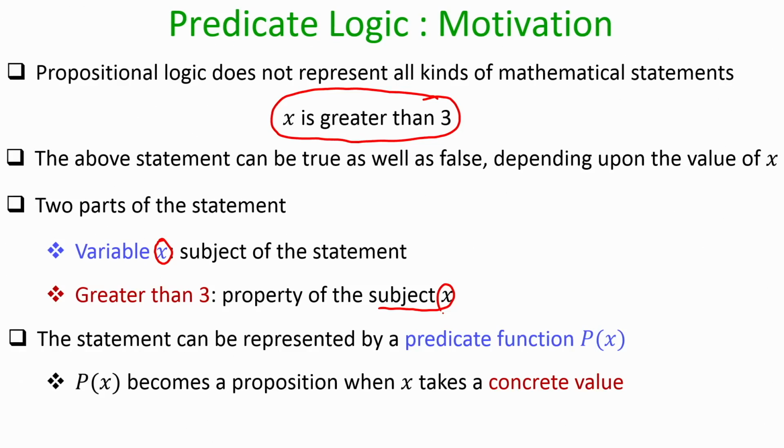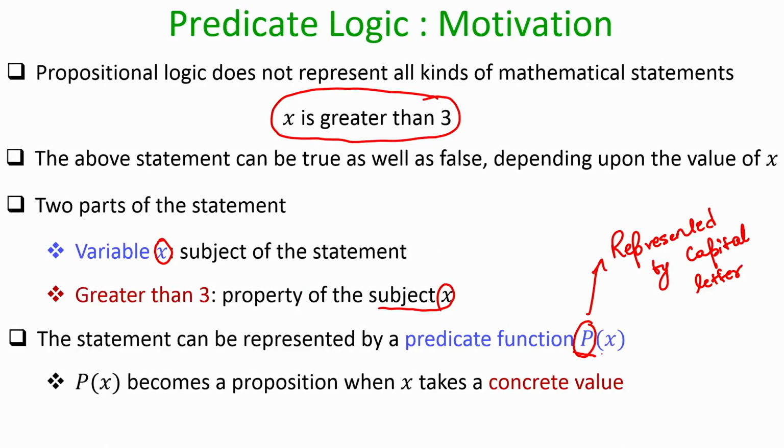The way we represent this statement in predicate logic is we introduce a function which I call a predicate function. Predicate functions are typically represented by capital letters, and the choice of exact capital letter is up to you. You can use M, A, B, C, anything. Why do we use capital letters? To differentiate them from propositional variables, which are represented by lowercase letters.